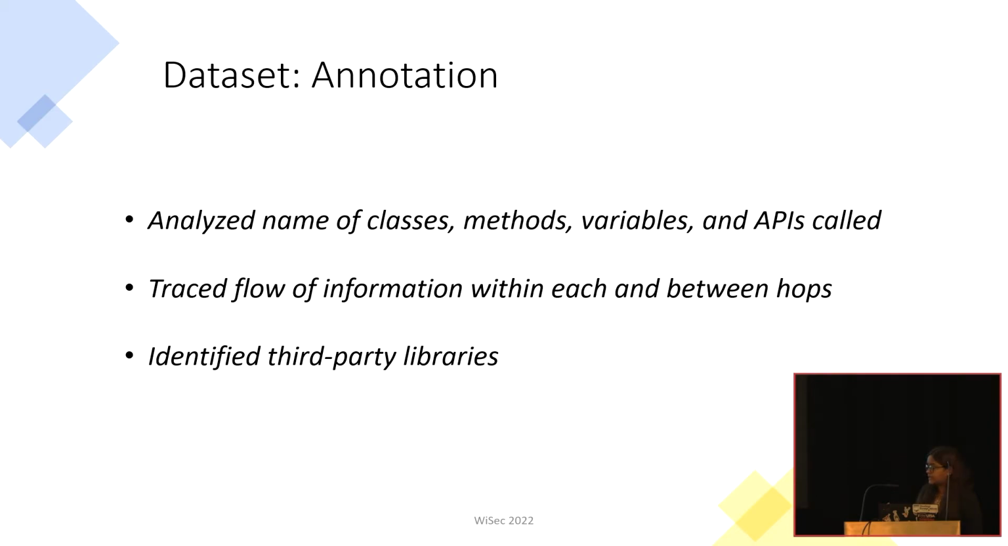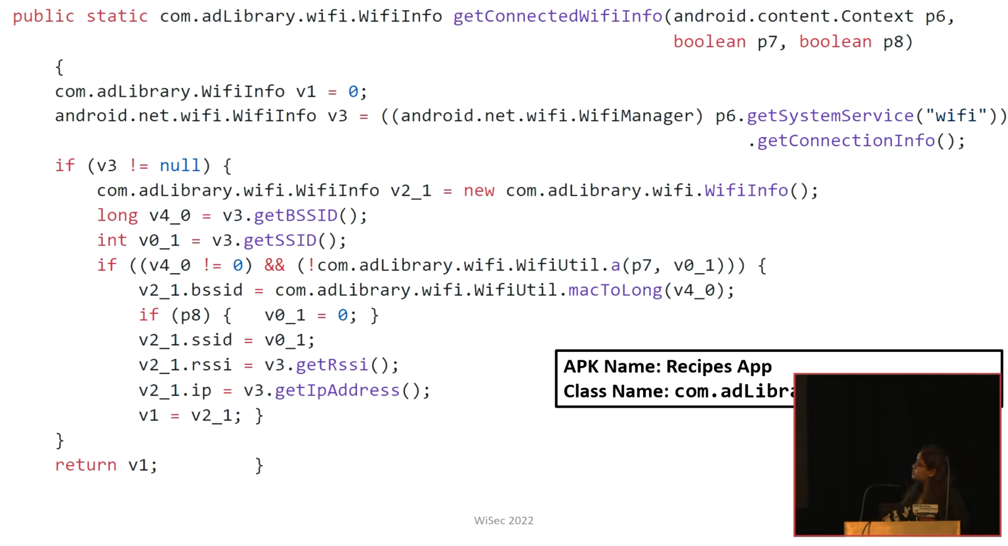So we basically looked into a lot of cases, such as the name of the classes, the method, the API name, as well as the description of the API. We also traced the flow of the information within the hop as well as between the hops. We also looked into the types of the third party. For example, if the third party is for advertisement purpose or if the third party is an analytical third party. Let me walk you through an example to understand it a bit more clearly.